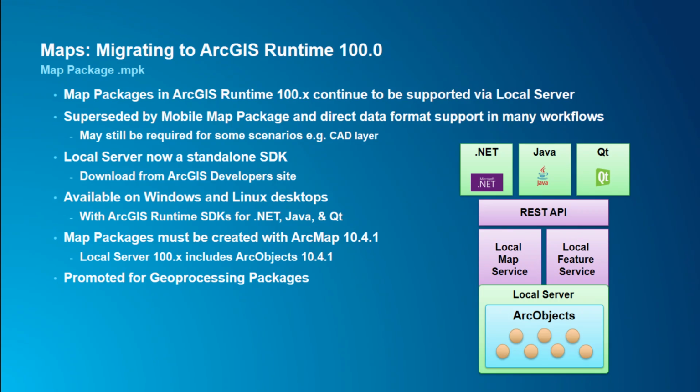But I said that we see that mobile map packages will gradually supersede, or generally even now in many cases do supersede those original map packages. And so what we'll see over time really is a lessening of emphasis on local map services and local feature services, and local server being promoted primarily for local geoprocessing services. So the 360 approximate tools that we support within the ArcGIS Runtime local server, that's really where we want to focus attention for the local server. It's going to take us a long time to rewrite those in the ArcGIS Runtime.